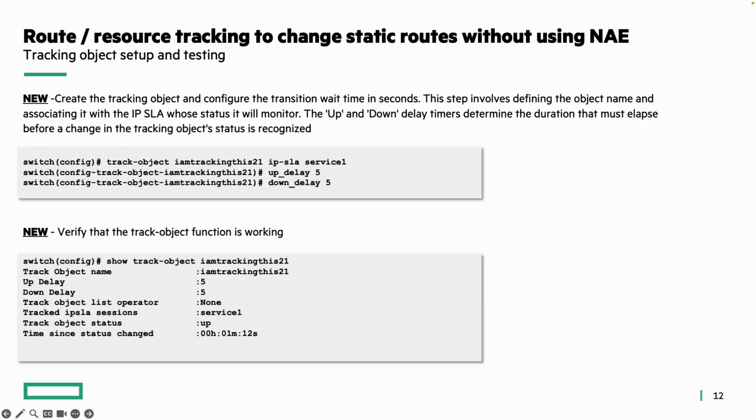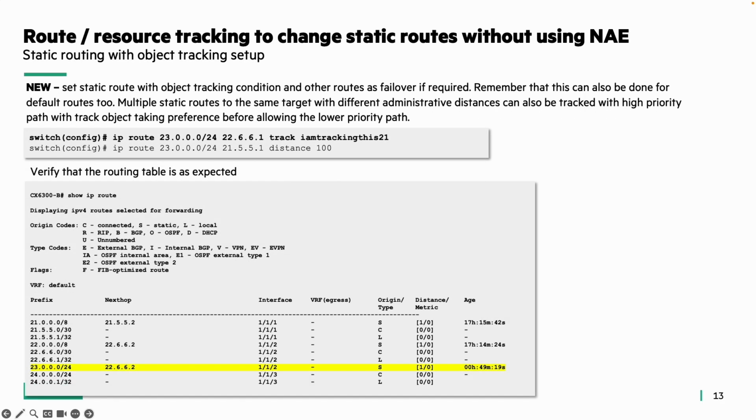Step 2, create the tracked object and tie it to the IPSLA. We can verify it as running with the show command. And step 3, put the static routes in, including one that is tracking the object. Note that while we've only got one tracked object being used here, we can actually have multiple tracked objects with different distances for the same route, so we can preference multiple paths depending on tracked object availability.